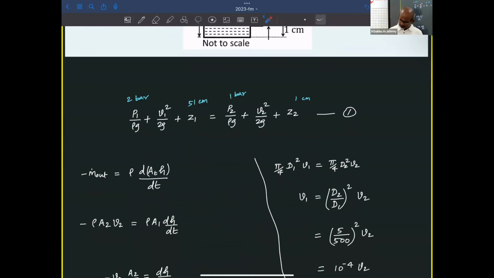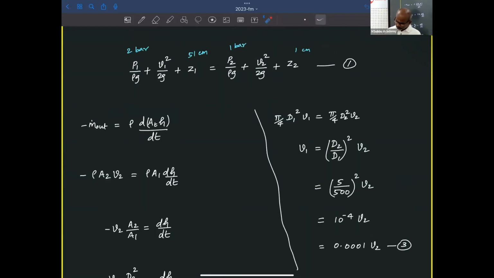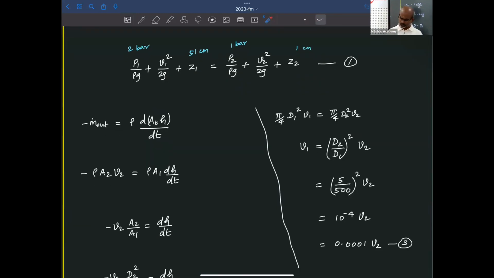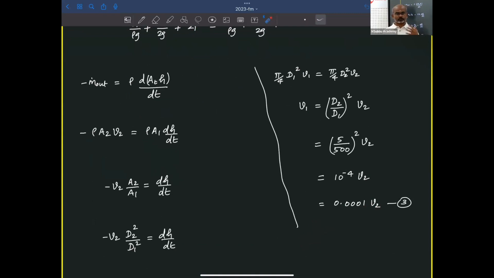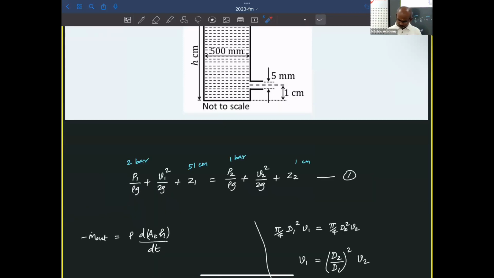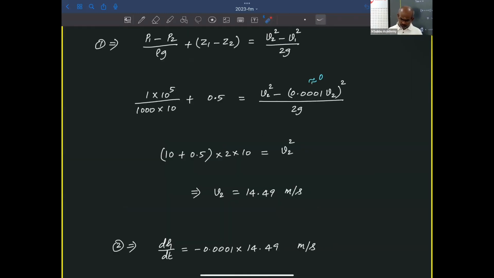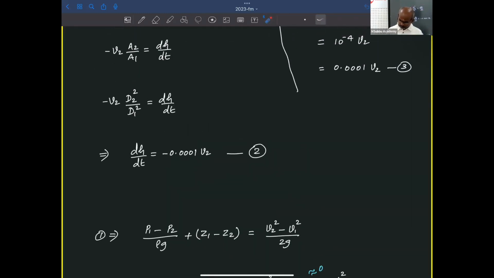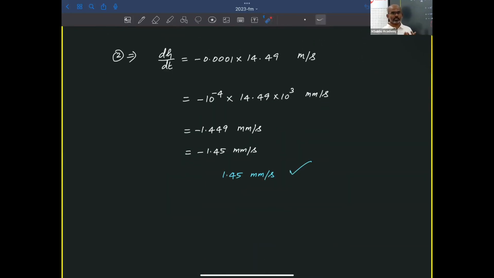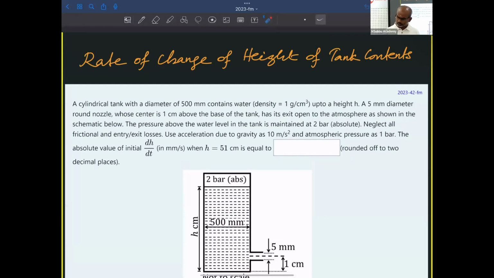But even if the velocity is not negligible, what we need is velocity square. Velocity itself is 10 power minus 4 times the velocity of the opening, and velocity square will be 10 power minus 4 squared, so we'll still have very low values relative to V2 square. So V1 square is simply negligible. That's why we get the value of V2, and substituting that in the mass balance equation, we get 1.45 millimeter per second. So the answer is 1.45 millimeter per second.